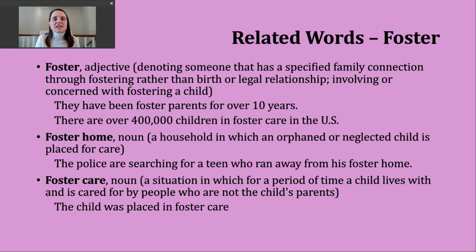Let me give you an example of this. They have been foster parents for over 10 years. So they've had this special relationship with children with whom they did not give birth to. A second way we can use the adjective foster can involve or concern this idea of fostering a child. So, an example here, there are over 400,000 children in foster care in the US, right?